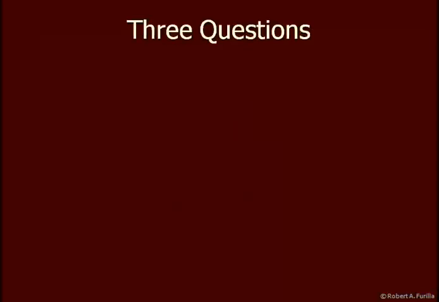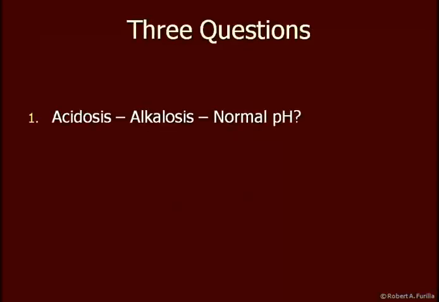I usually look at lab results and ask three questions. First one is, are we suffering from an acidosis or alkalosis, or is the pH normal? And that's the easiest of the questions. You just look at the pH data. If it's above, say, 7.45 or below 7.35, you can easily determine the acid-base status.